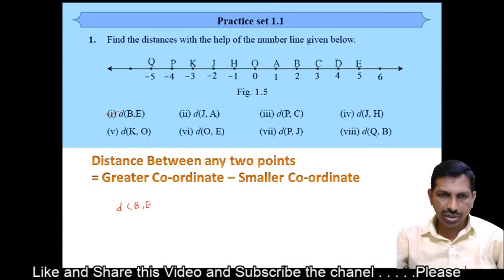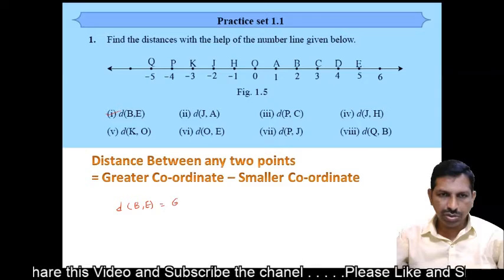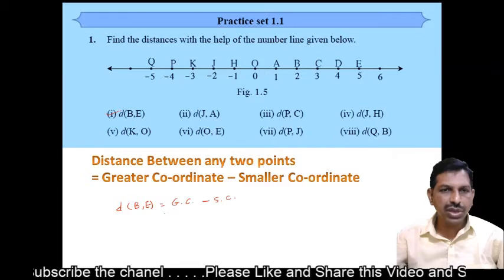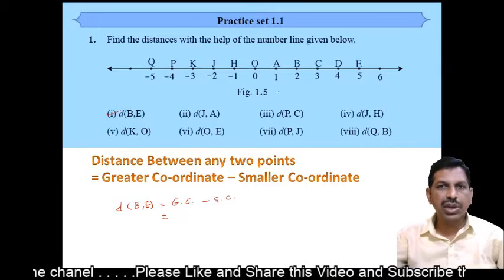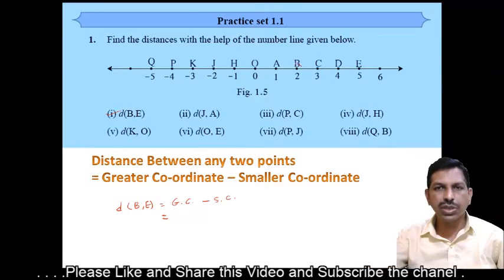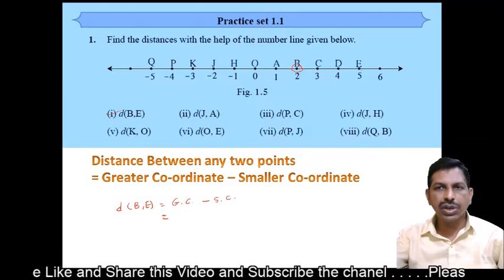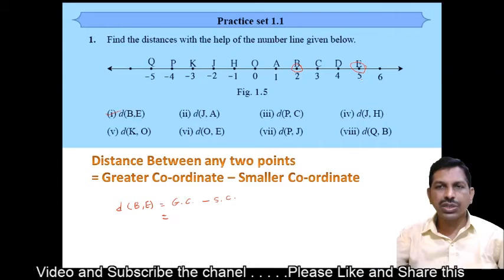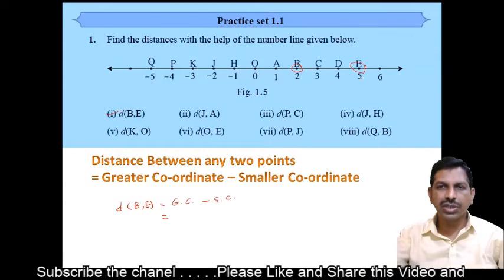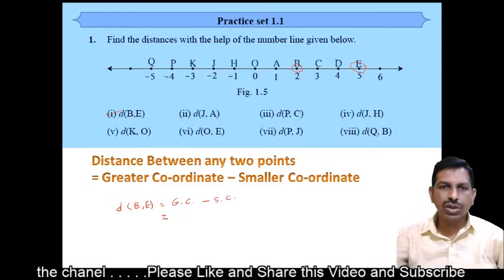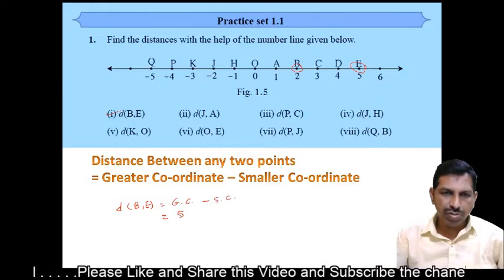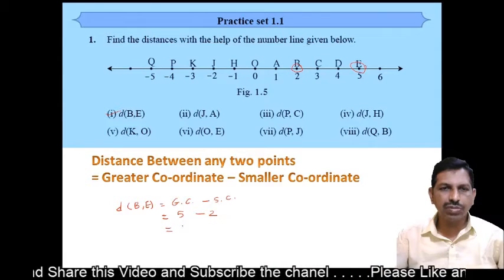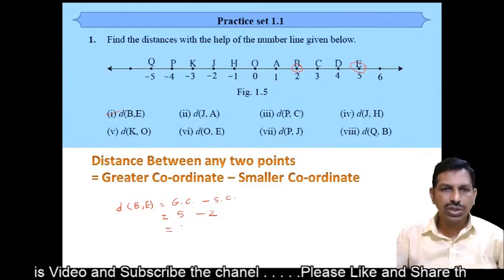Distance of BE is equal to greater coordinate minus smaller coordinate. Here the coordinate of point B is 2 and the coordinate of point E is 5. Now this point E is on the right hand side and therefore its coordinate is greater, and the coordinate of B is smaller. So greater coordinate 5 minus the smaller coordinate 2, and therefore distance between BE is equal to 3.